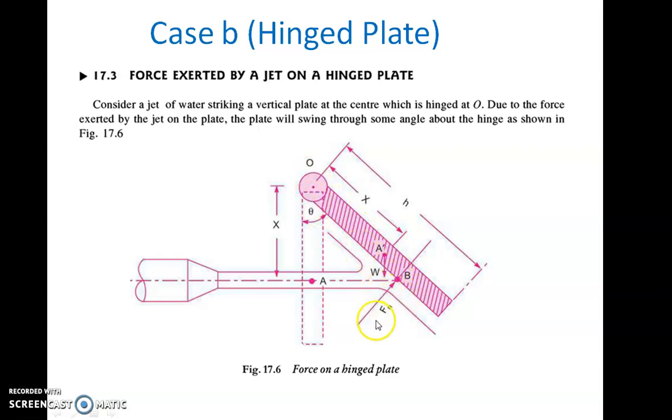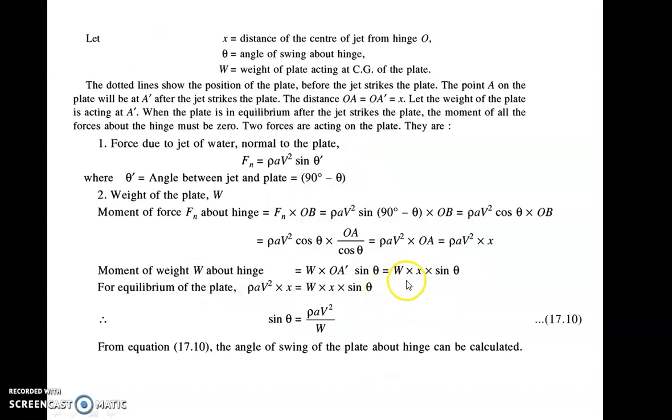So cos theta gets cancelled. That's why it was only rho a v square into x. That is for Fn. And for W into this distance, which is x sine theta. So it is W into x sine theta is equal to rho a v square into x.